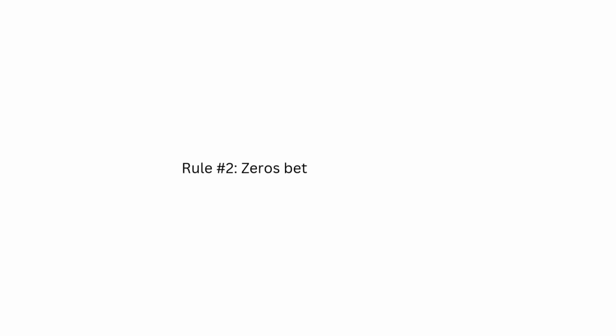Rule number 2, zeros between digits count. Zeros that appear between non-zero digits also count as significant figures. Take the number 1004, for example. The zeros between the 1 and the 4 are significant because they are sandwiched between non-zero digits. This means 1004 has 4 significant figures.